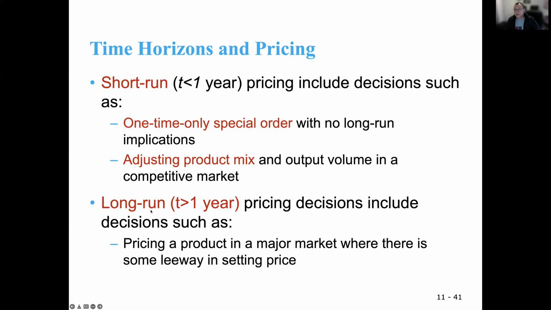The long run decision has a time horizon of more than 1 year. This would include a decision where you want to price a product in a major market where there is some leeway in setting price. This is what we talk about. So this is a long run pricing decision. There is some leeway, otherwise, don't even talk about it.